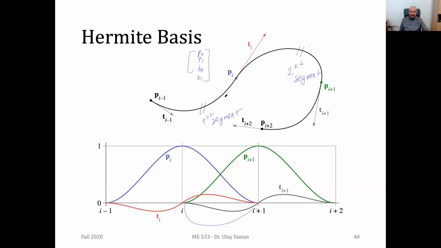And you can see that the end tangent of P1 is equal to the starting tangent of the second segment. And this actually helps us obtain continuous basis functions. You see that it's also the same for the third part. This is the third segment. And again, the end tangent of the second segment is equal to the starting tangent of the third segment.